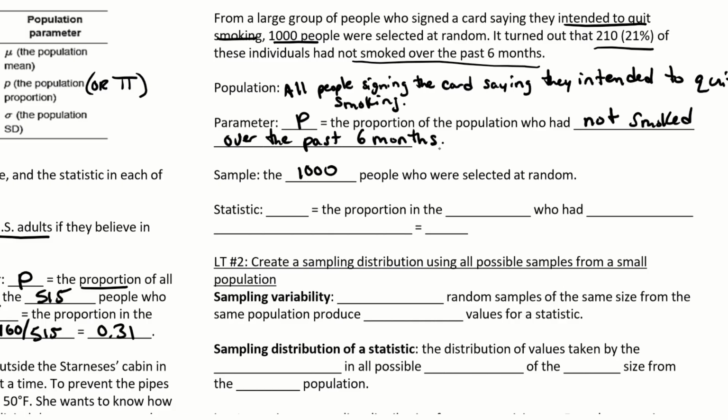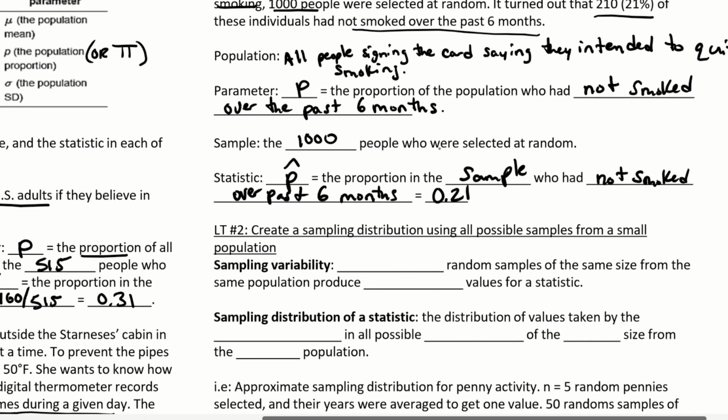Okay. All right, so then we got the statistic, which is going to be p hat. In this case, it's going to be the proportion in the sample who had not smoked over the past 6 months. Okay, and then they said that proportion was 0.21.